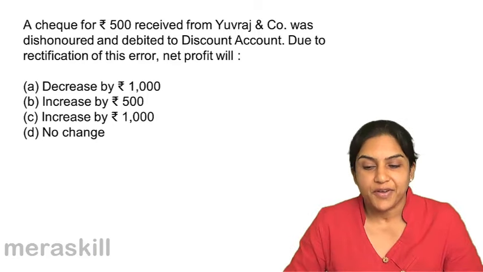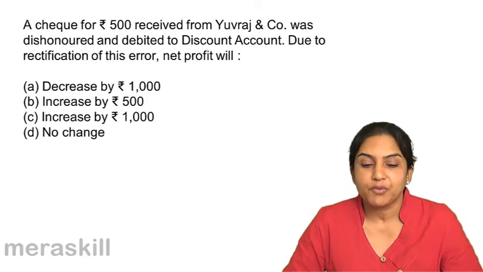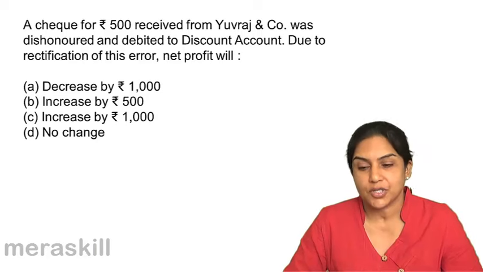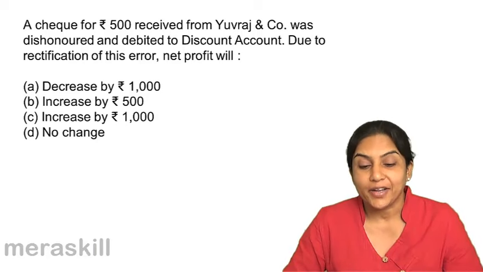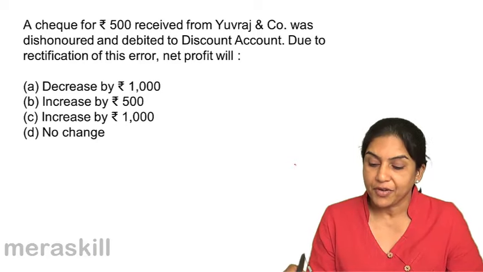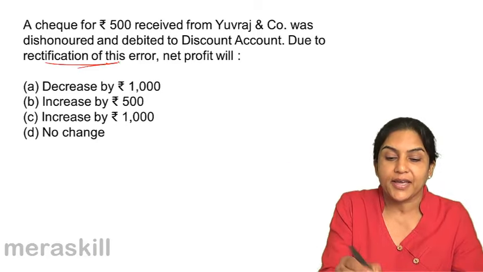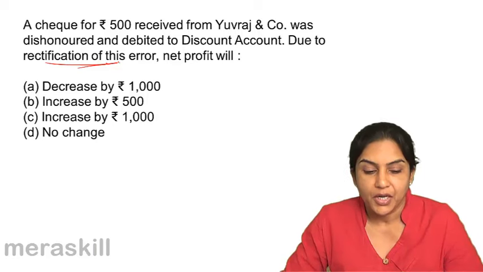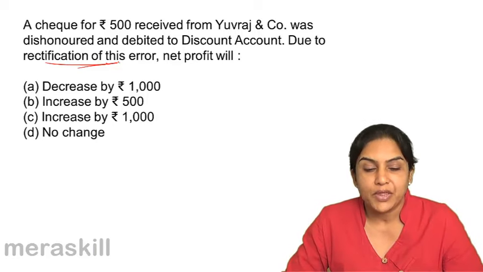A check for rupees 500 received from Yuvraj and Company was dishonored and it was debited to discount account. Due to rectification of this error, net profit will... Mind you, it says due to rectification of this error. When we correct the error, what will happen to the net profit? Will the profit decrease by 1000?